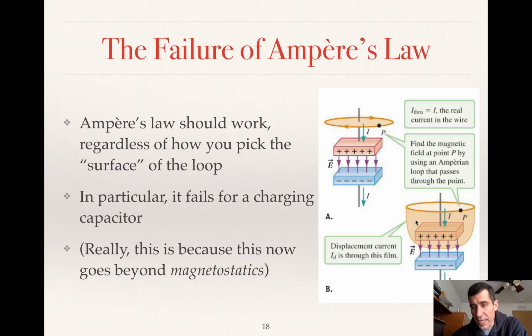And then the problem becomes that if you look at this situation, since there isn't actually any real charge going across the capacitor, we would get zero current in this case. So it would give us a different answer, and that's a problem. The issue comes because we've now gone beyond what's called magnetostatics. The current is changing, so the electric field is changing, so things are changing, and that's what causes the problem here.